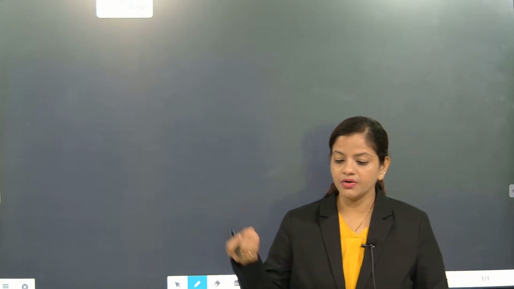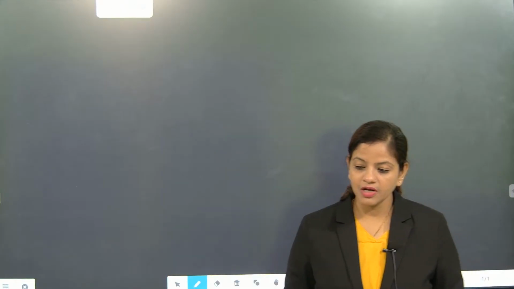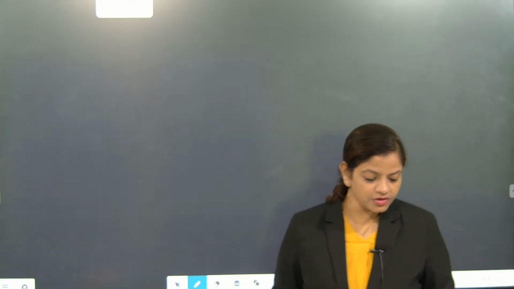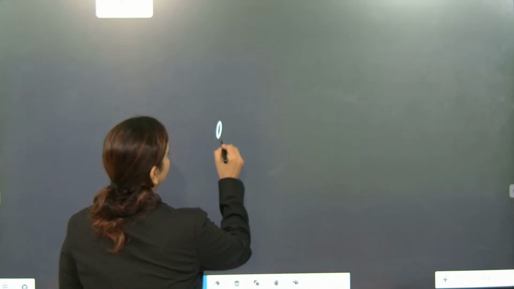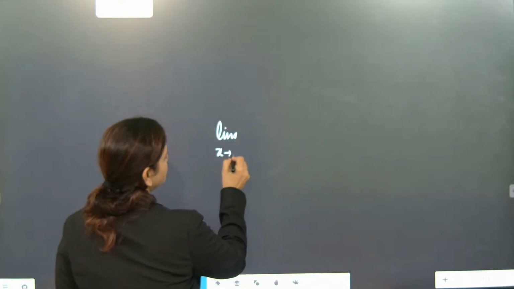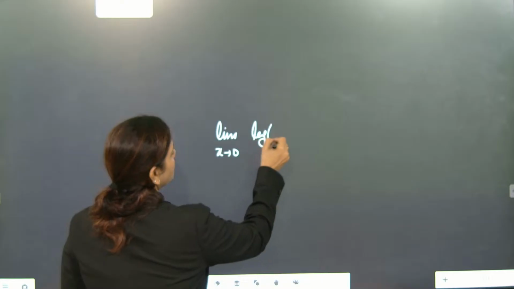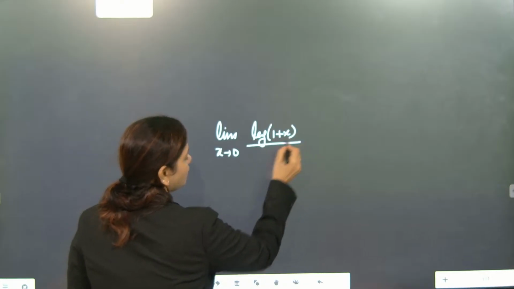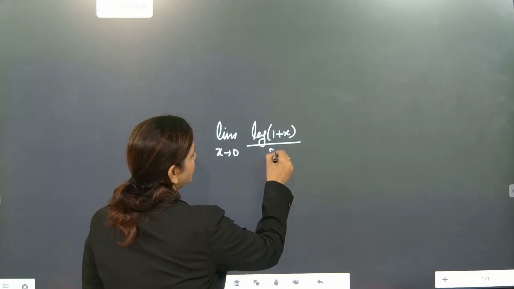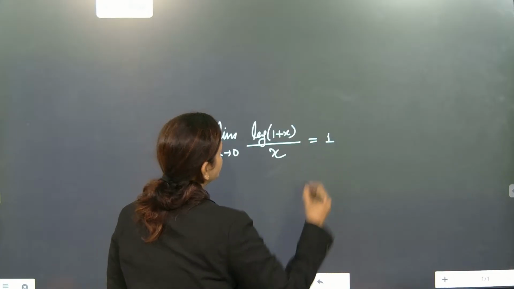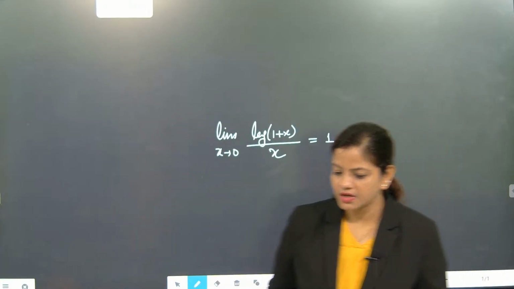Okay, but some limits, untaught formulas, are there, which I really wish you to study. So what are the untaught formulas of limits? The first untaught formula for limit is, somebody will be giving you limit x tends to 0 log of 1 plus x by x. So the value is coming as 1. So this is the first untaught formula.